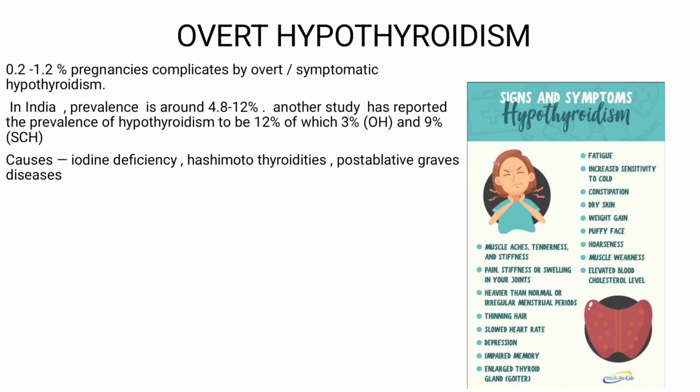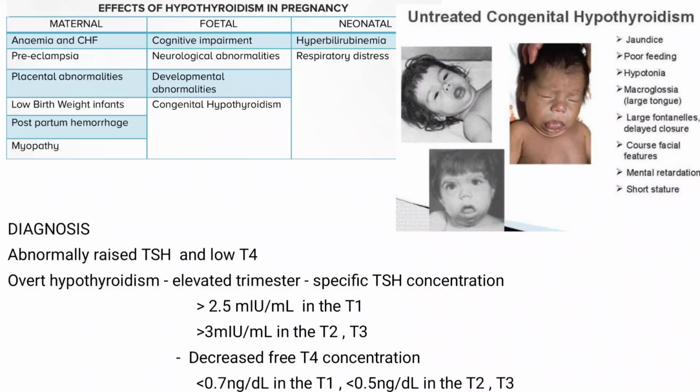So what are the symptoms of hypothyroidism? The patient can present with muscle pain, tenderness, stiffness, pain, stiffness or swelling of the joints, heavier than normal or irregular menstrual cramps. So these patients can have irregular menses or hypomenorrhea. There is thinning of hair, slowed heart rate, depression, impaired memory, enlarged thyroid gland, fatigue, increased sensitivity to cold, constipation, dry skin, weight gain, puffy face, hoarseness of voice, muscle weakness, elevated blood cholesterol levels. So these are the features of hypothyroidism.